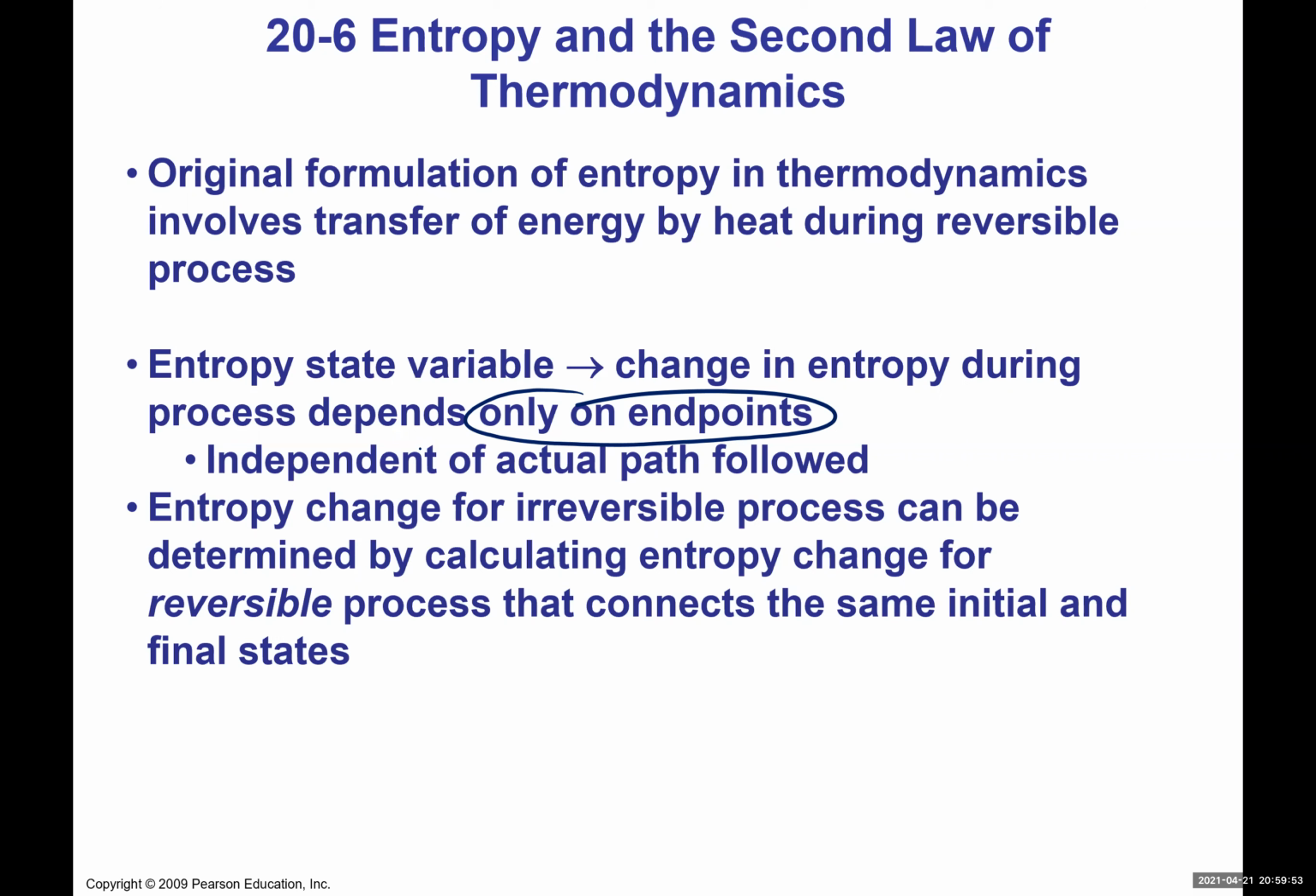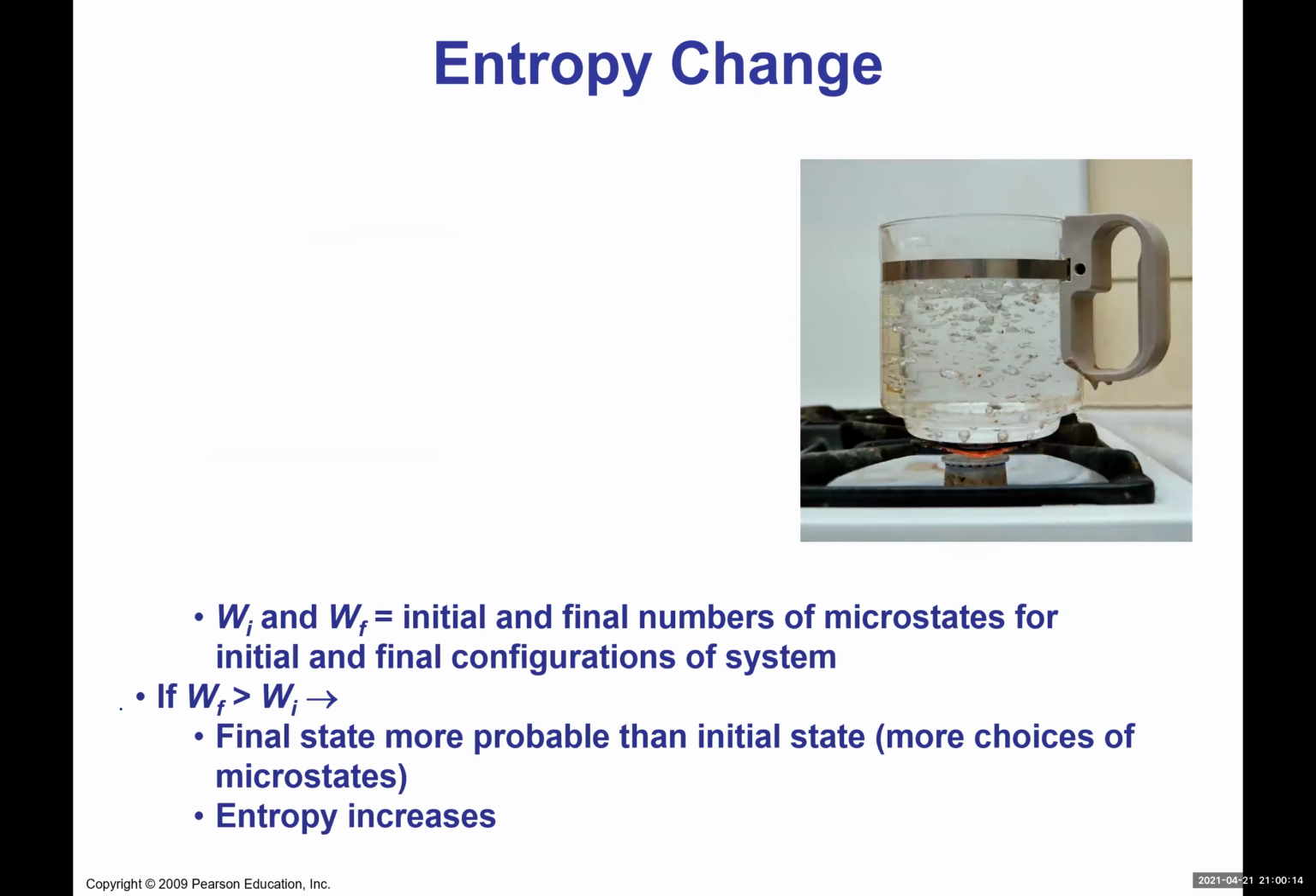All right. Remember, one of the things we said about reversible and irreversible processes was that reversible processes were path independent, and irreversible ones were not. So here we can talk about that. That means the entropy change for an irreversible process can be determined by calculating the entropy change for a reversible process. Okay, let's look at the type of calculation we can do.